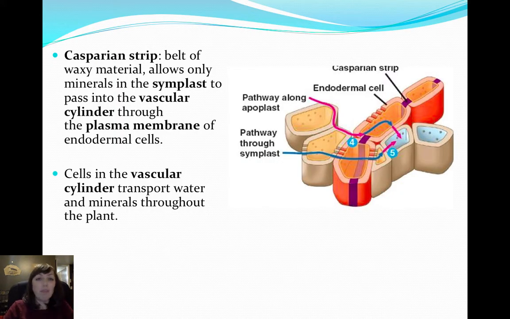Okay, the Casparian strip. This is a belt of waxy material. It allows only minerals in the symplast to pass into the vascular cylinder through the plasma membrane of the endodermal cells. Cells in the vascular cylinder transport water and minerals throughout the plant. Again, this is a really good time to pause and really look at this model. Look at the apoplast and the symplast and see how they're getting from cell to cell. And here you can see the Casparian strip as the little purple strips that go through. Again, it's waxy material that only allows minerals in the symplast to pass into the vascular cylinder.